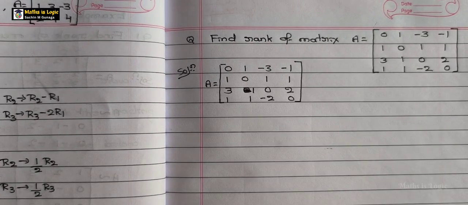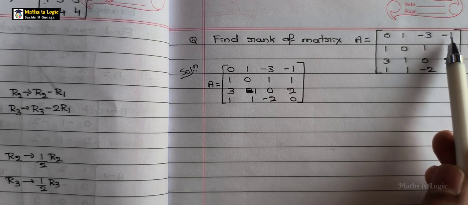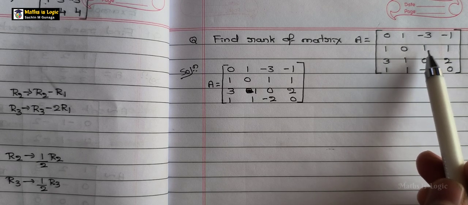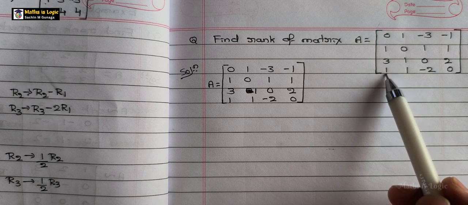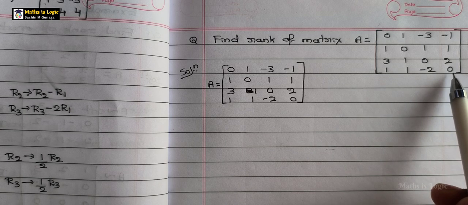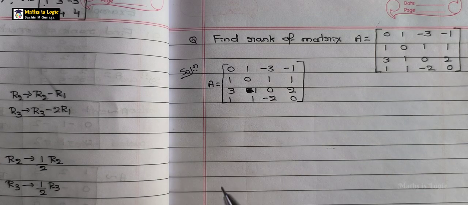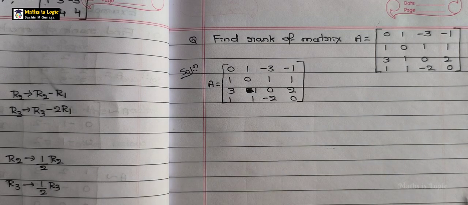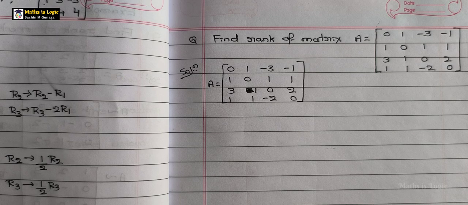Next question. Find the rank of matrix A is equal to: first row 0, 1, minus 3, minus 1; second row 1, 0, 1, 1; third row 3, 1, 0, 2; fourth row 1, 1, minus 2, 0. So first, note the given matrix. Next we need to reduce this matrix into echelon form.